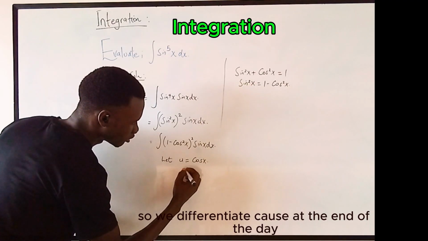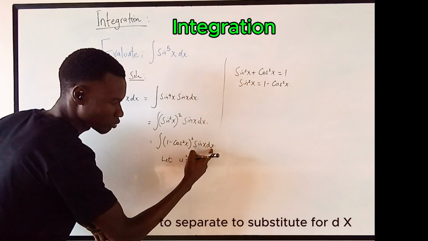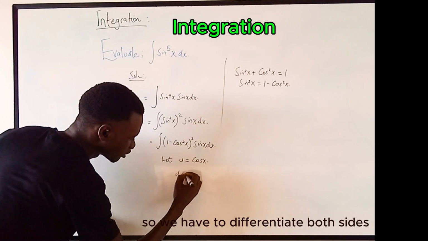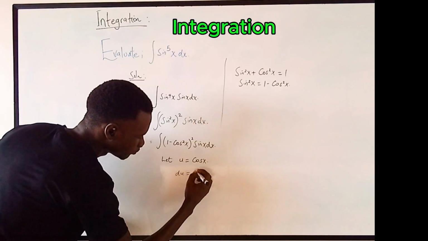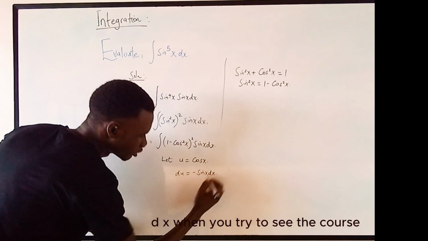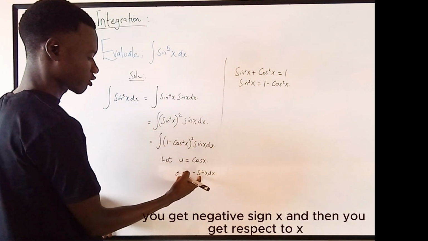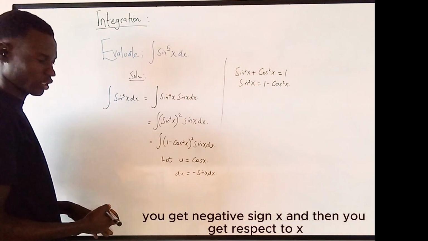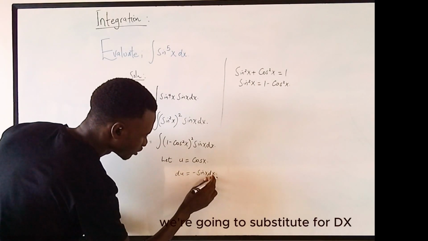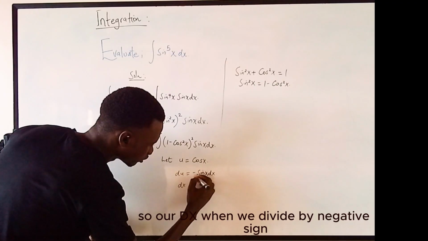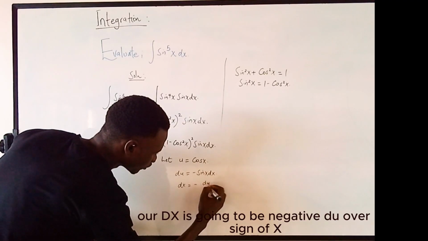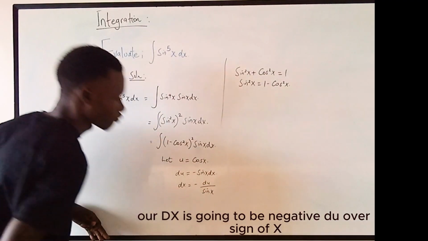So we differentiate, because at the end of the day, we're also going to substitute for dx. So we have to differentiate both sides. Here we get du, we differentiate u, and then we get negative sin x dx. When we differentiate cos x, we get negative sin x with respect to x. So we're going to substitute for dx. When we divide by negative sin x, our dx is going to be negative du over sin of x.